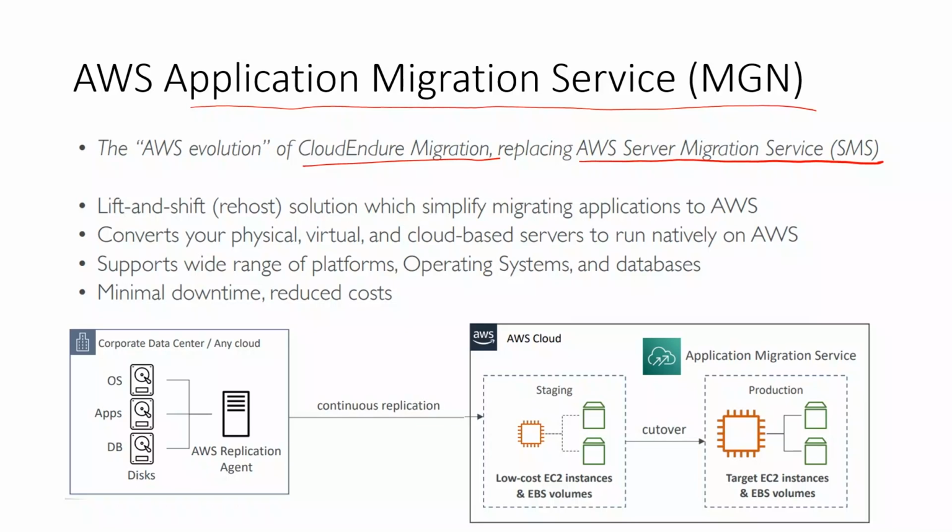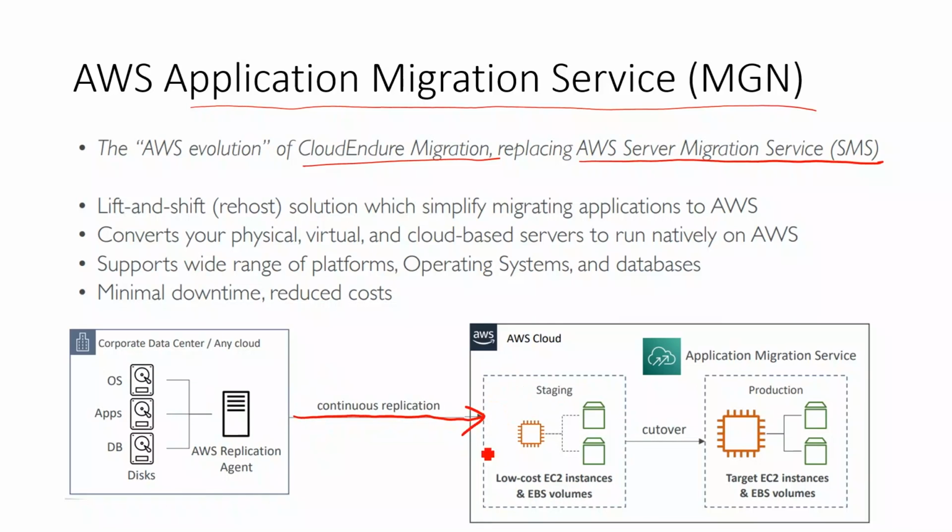You just take everything that is in a corporate data center, you take everything at once and you put it in the cloud. That's it. You do not make any modifications, you do not make any changes, you take it as it is and you put it in the AWS cloud. For example, you are running a lot of OS, apps, DB, and disks in your corporate data center. You use the AWS Replication Agent, and you do a continuous replication of your architecture.